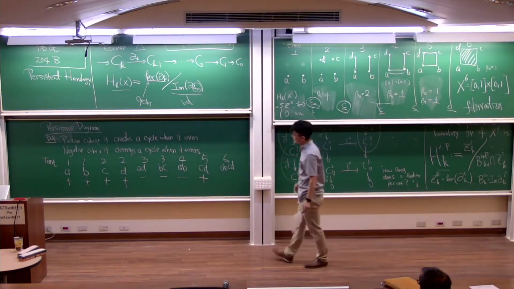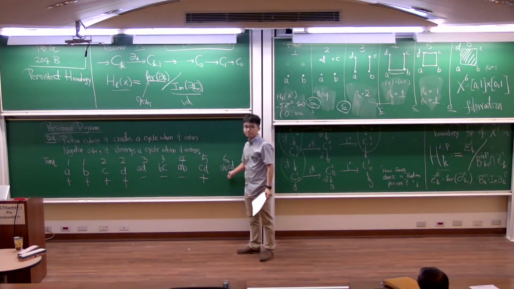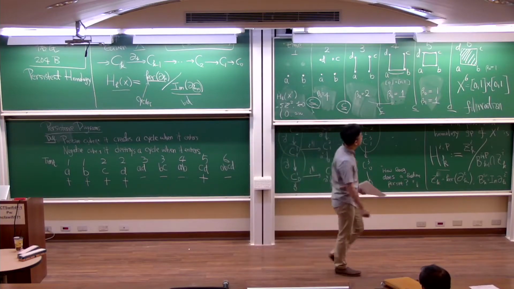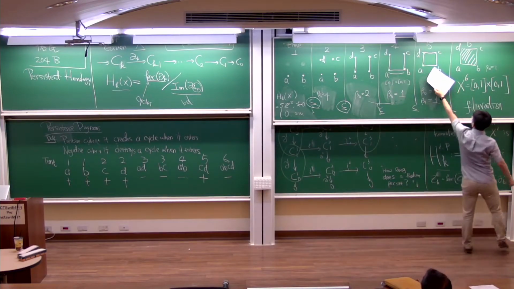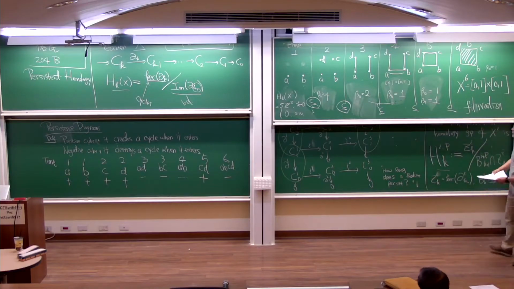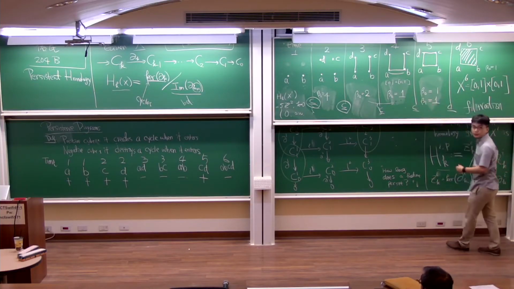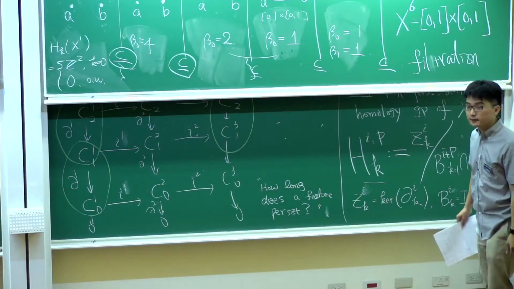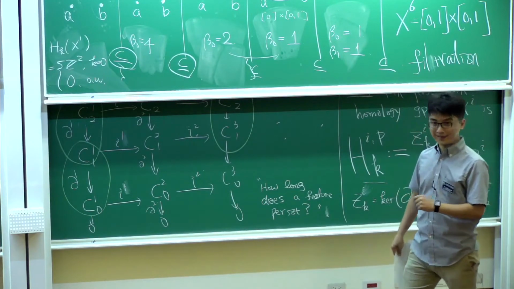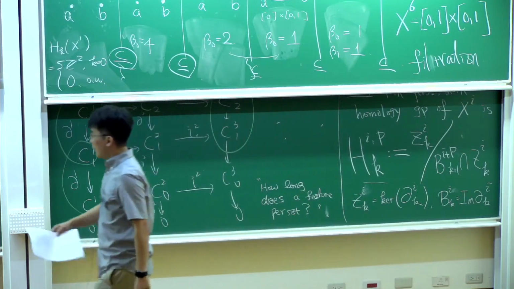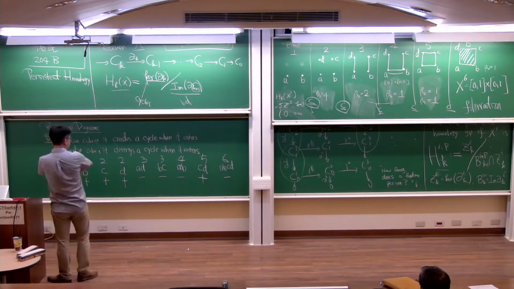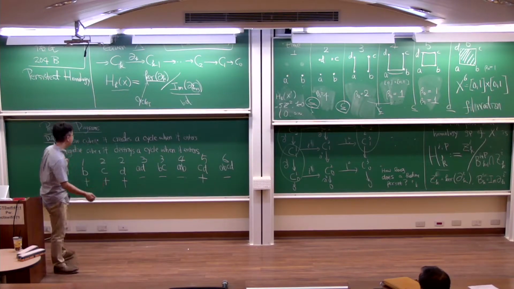How about the last one? Negative? Yes, it's a negative. Because when you fill in the cycle, you remove this guy, so you destroy the one-dimensional cycle. So that's a negative. Okay. Good? All right. So how do we make sense of this positive and negative?